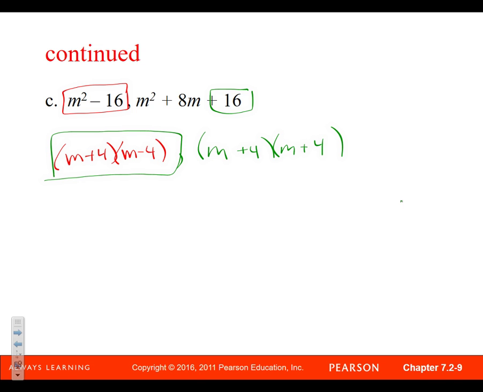Which of the two has more m plus 4s? The second one does, doesn't it? So it's going to be m plus 4, m plus 4. And which of the two has more m minus 4s? The first one does. How many of them? That's it. So that's going to be our LCD, our least common denominator.